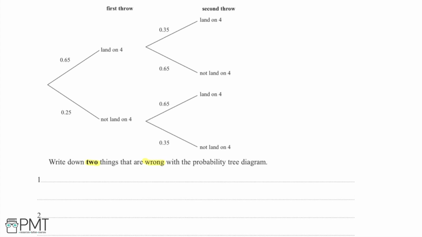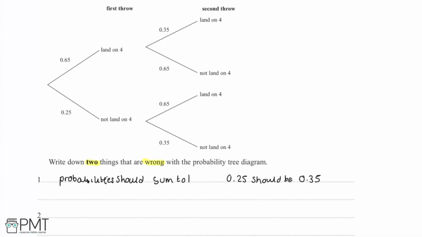I've now found two things that are wrong with the tree diagram. And in the first box, I'm simply going to put the probabilities should always sum to 1. So 0.25 should be 0.35, and it's always a good idea just to give an example of what you mean here.